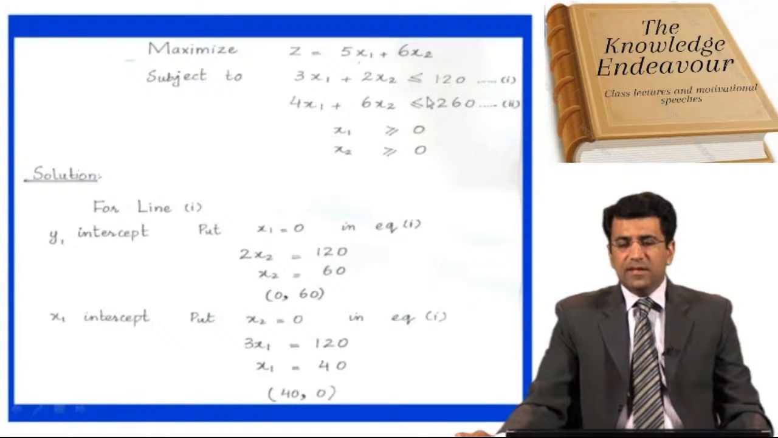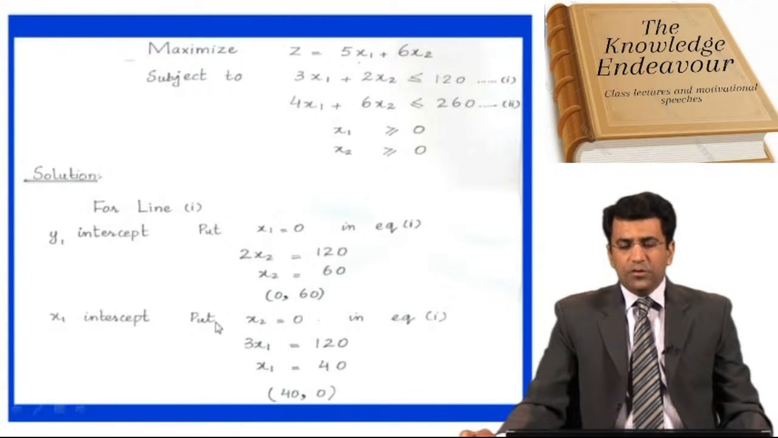Now let's take the first constraint, that is 3x1 plus 2x2 is less than or equal to 120. That is equation number 1. Now let's suppose we put x1 is equal to 0 in equation 1. We will get from this equation 2x2 is equal to 120. If we divide this equation by 2 on either side, we will get the value of x2 is equal to 60. So we get a point on this equation, that is (0, 60). That is, the x coordinate is 0 and the y coordinate is 60.